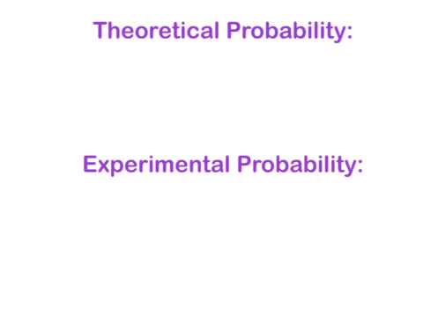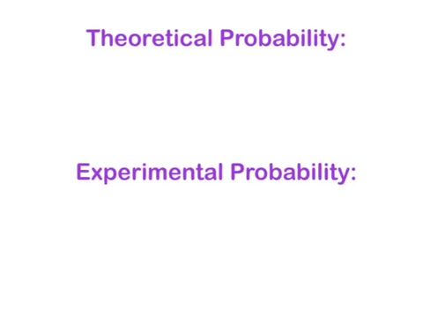Okay, so here's two vocabulary words that you need to know. It's theoretical probability and experimental probability. They are not hard. This is extremely simple. But I'm not going to give you some crazy long definition. I'm going to give you a simple one. Theoretical probability is what should happen.